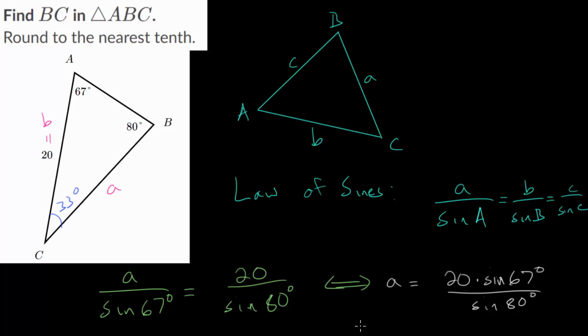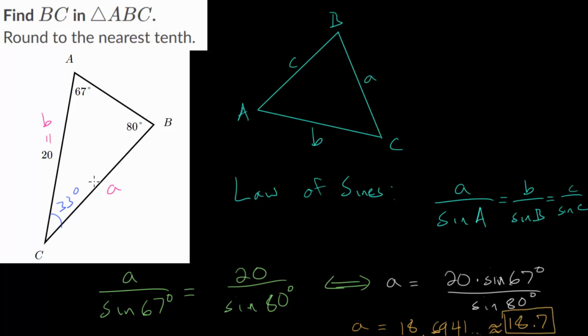And when we evaluate this, we find that a is 18.6941 and so on. It will be irrational since the sines are both irrational. So we can approximate this to the nearest tenth place. This 6 is in the tenth place, so we'll have to round it up since the next number is a 9, and that's bigger than 5. So we have 18.7 for our final answer.